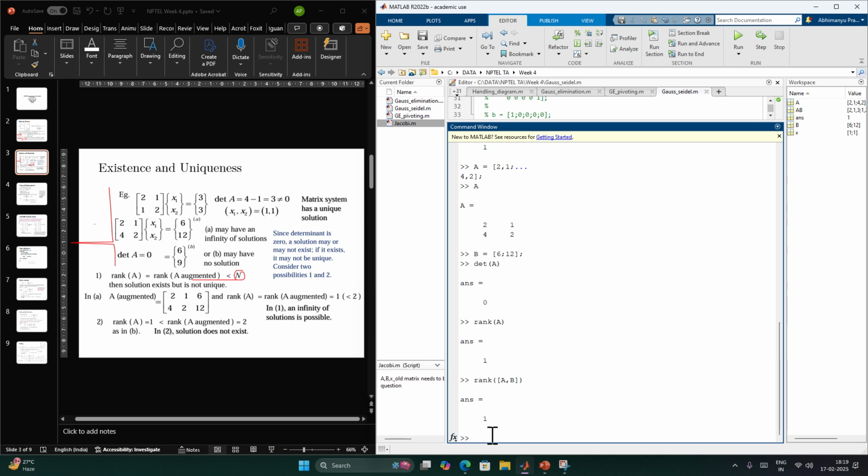Furthermore, if I keep my A the same and I change my B to 6 comma 9, now if I try to find the rank of the A matrix, it's still 1. But if I find the rank of the augmented matrix, I get rank 2. That means no solution exists for this problem, because the rank of the augmented matrix is not the same as the rank of matrix A.